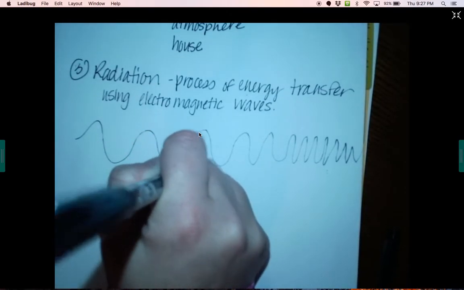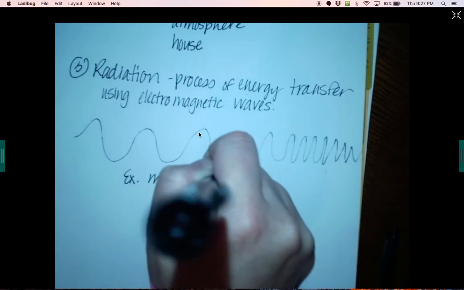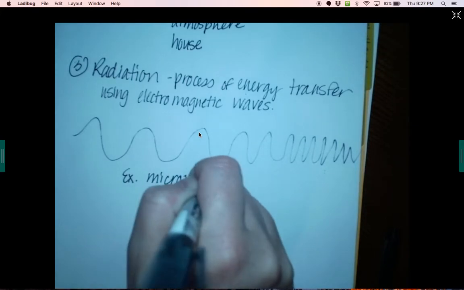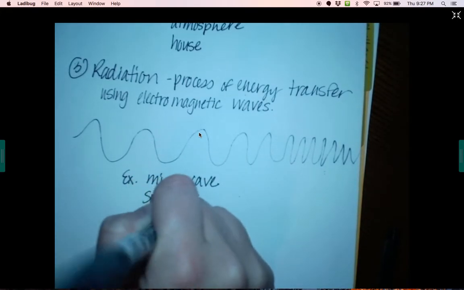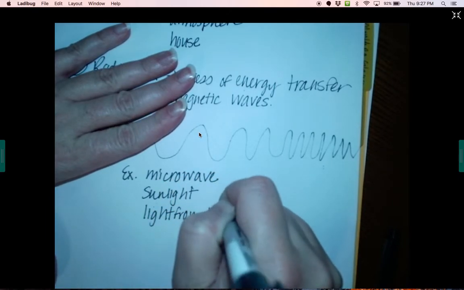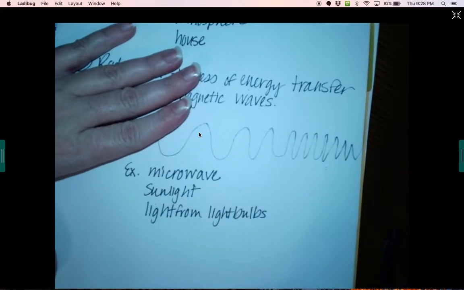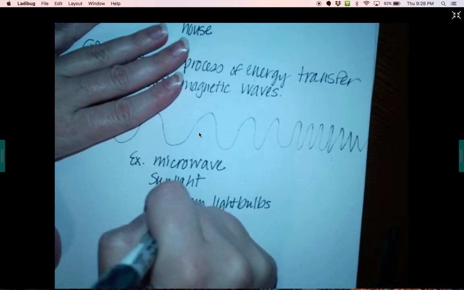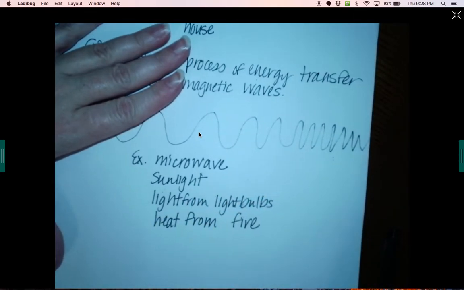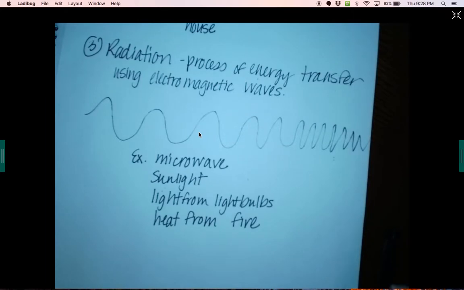So examples of this. I mean, literally microwaving your food is an example of this. Sunlight. Light from the light bulb. Light bulbs. Heat from the fireplace. Heat from the fire. Okay. Heat from the ground. There is heat rising up through the earth. So there you go.